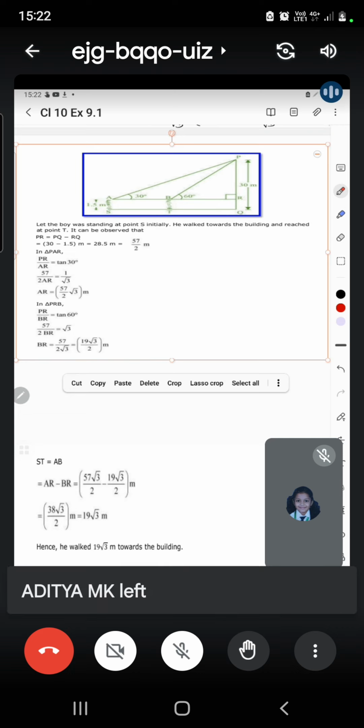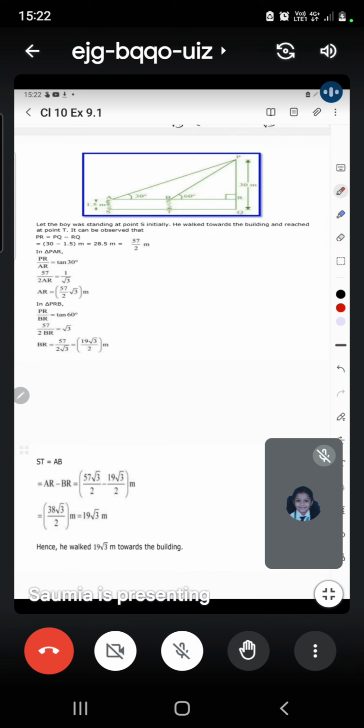They've tried to draw the boy, that's why it's not very clear. You can just draw this way. Just a second. Okay. So let the initial position of the boy be S. When he walked towards the building and reached at point T, let T be its new position. And then you can write it down as it is given.